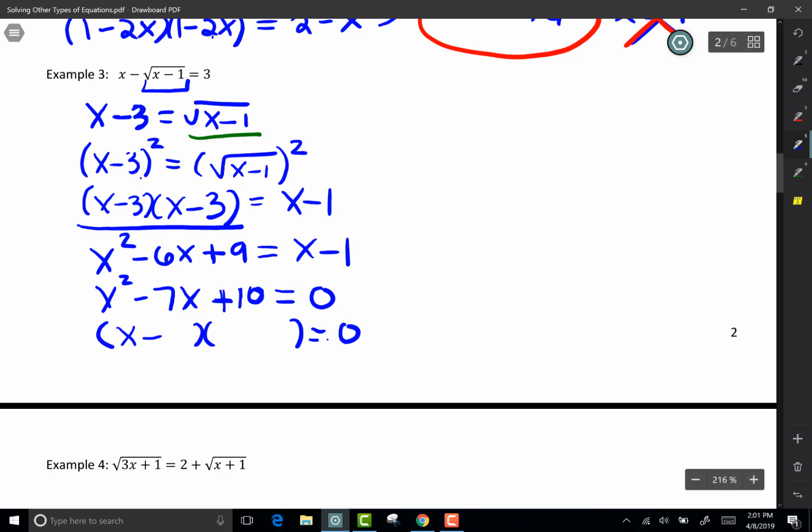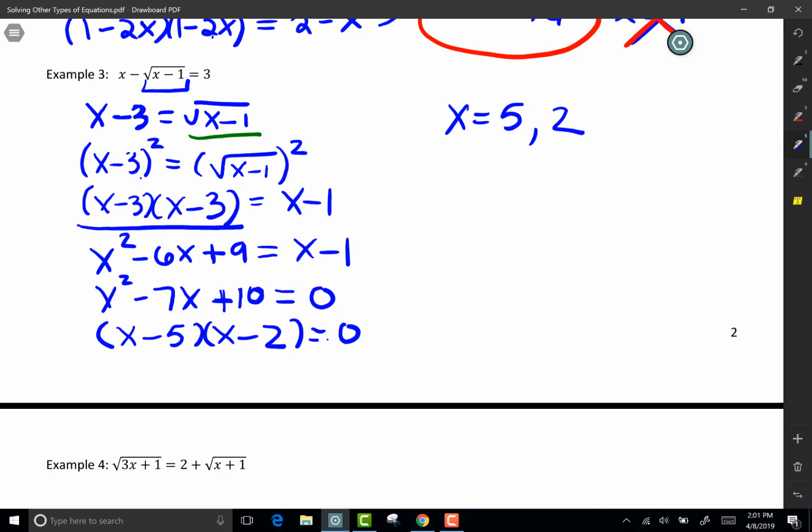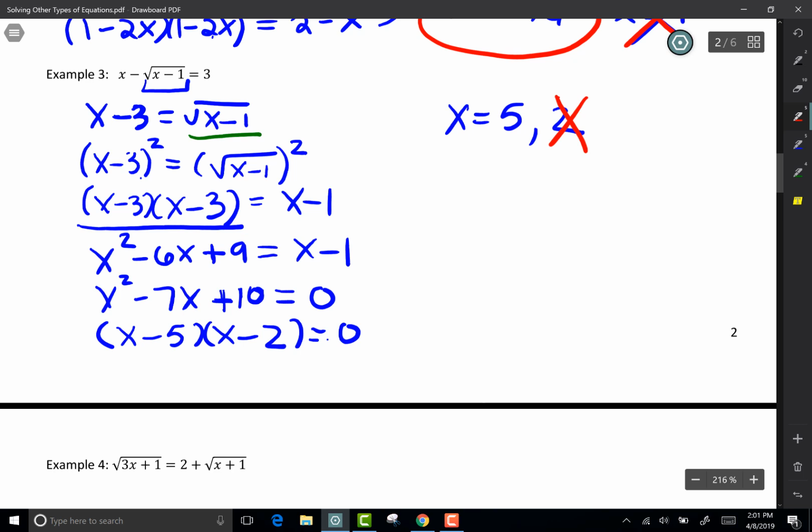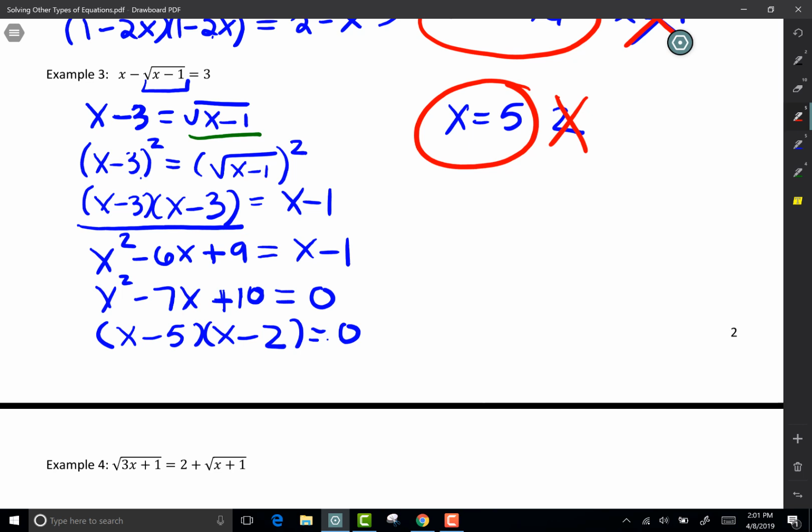So I have x minus 5 and x minus 2. So my two possible solutions are 5 and 2, but because this is a radical equation, we have to check for extraneous solutions. And you'll find out that when you go back and check, the 2 does not work. And our only answer will be x is equal to 5. So 2 is considered an extraneous solution.